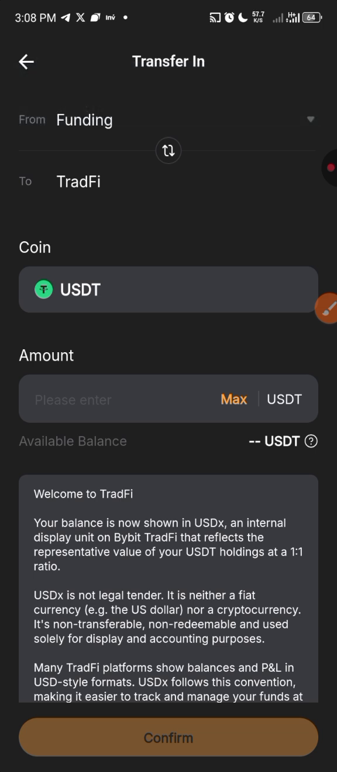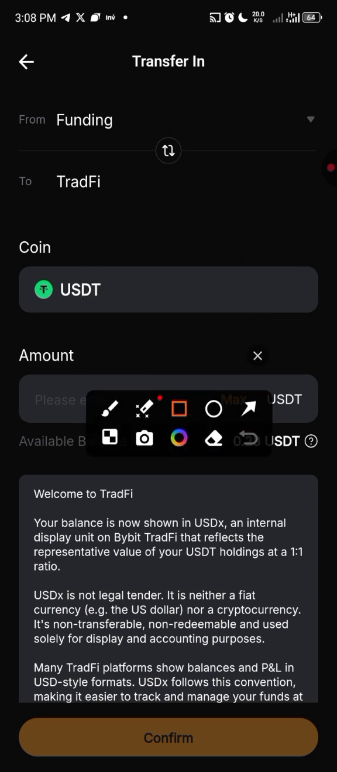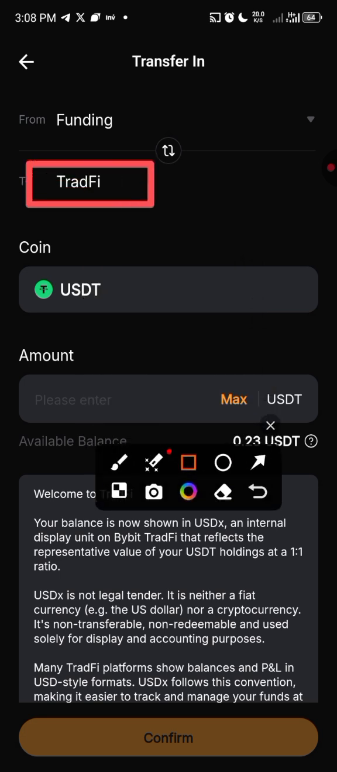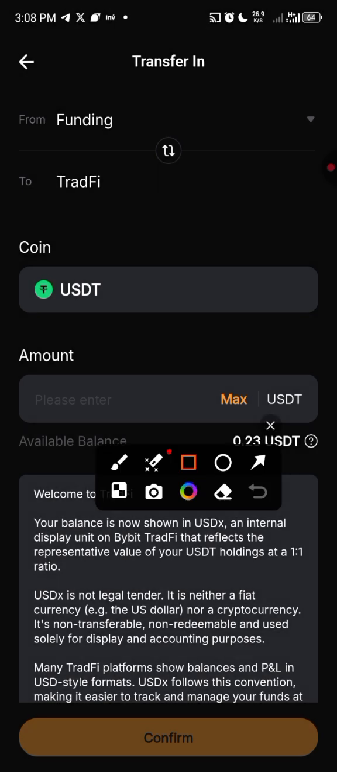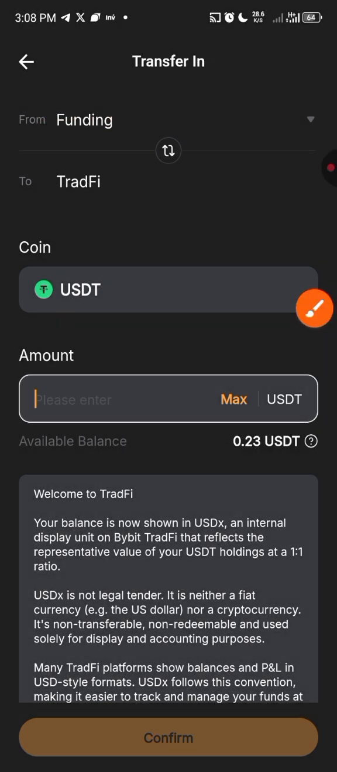So you see it has to be on TradeFi. Then the next thing, you come here and choose TradeFi at the bottom. You understand? So you must leave it the way it is. It must be TradeFi and funding. Once you have TradeFi and funding, then you put the amount you want to transfer.